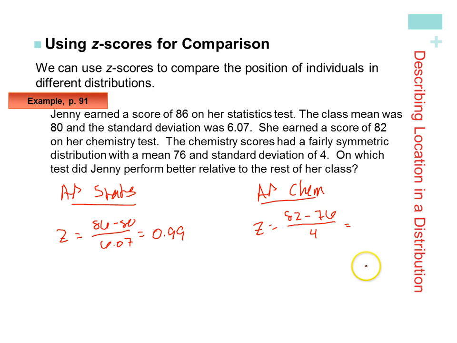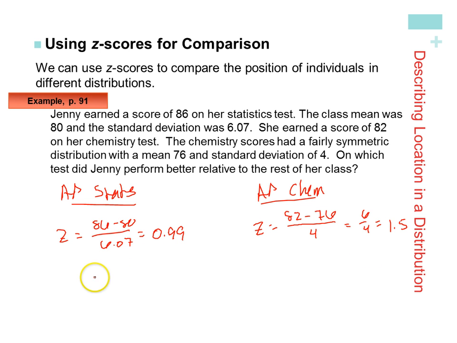Which means that here, her z-score was what? 6 divided by 4. And divide that out, and I'm pretty sure you get 1.5, and you do. So her z-score here is 1.5.